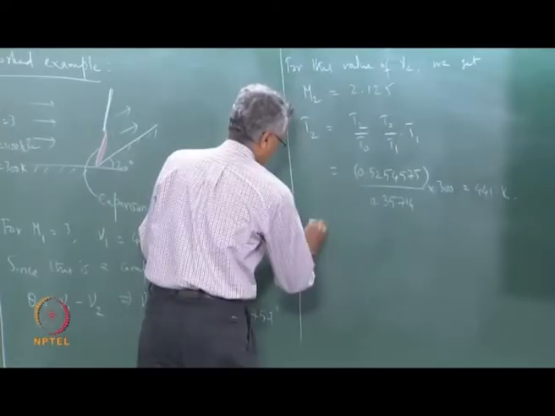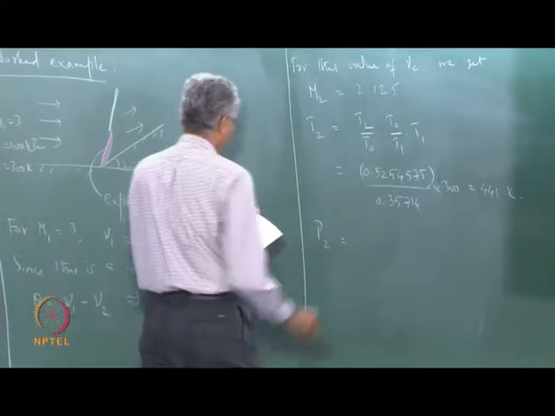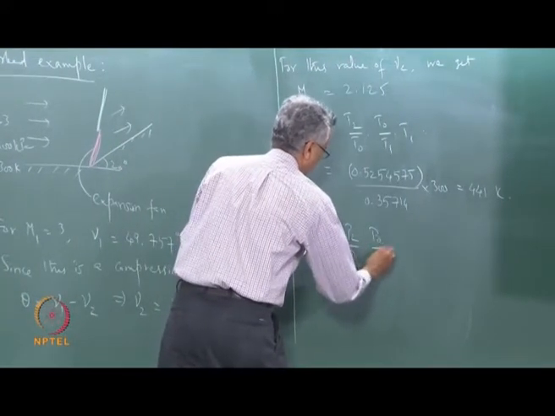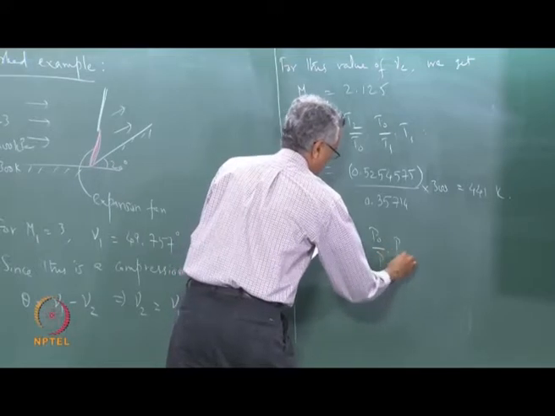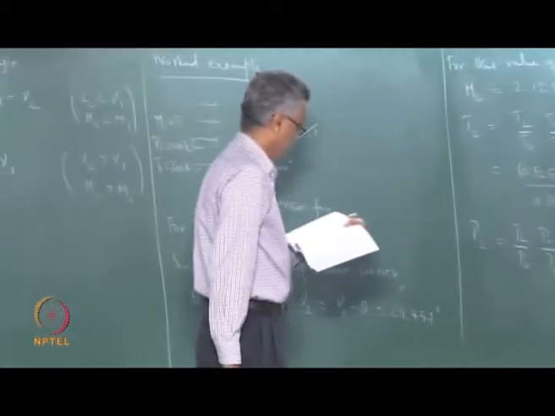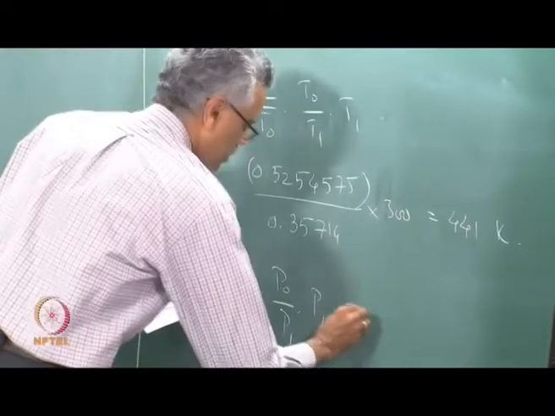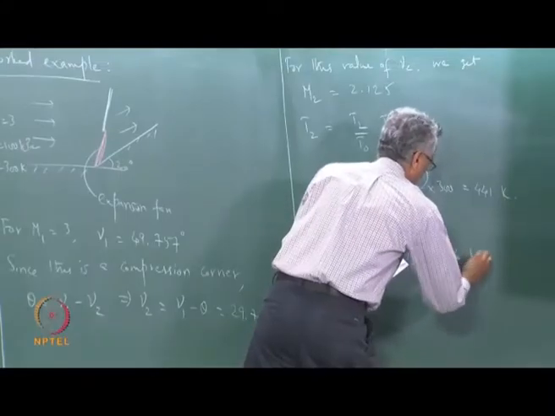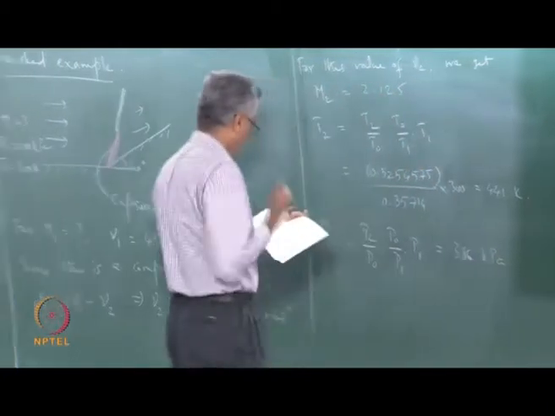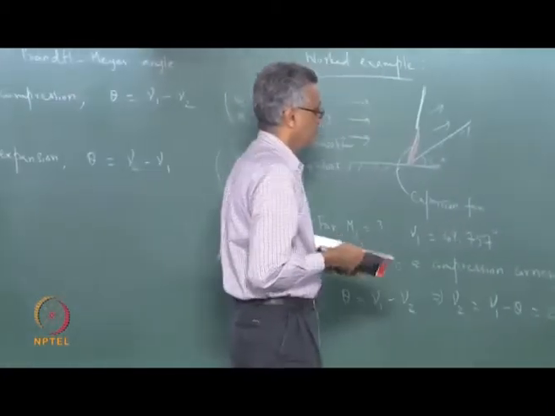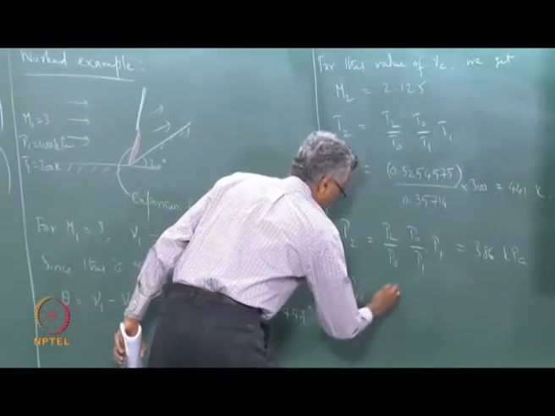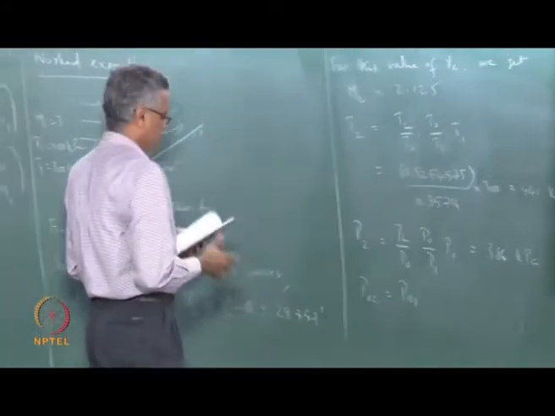We also calculate the static pressure downstream in the same way, P2 equal to P2 over P0 times P0 over P1 times P1. If you substitute the numbers from the tables, you get this to be 386 kilopascal. Of course, there is no loss of stagnation pressure. It is an isentropic compression process, so P02 is equal to P01.